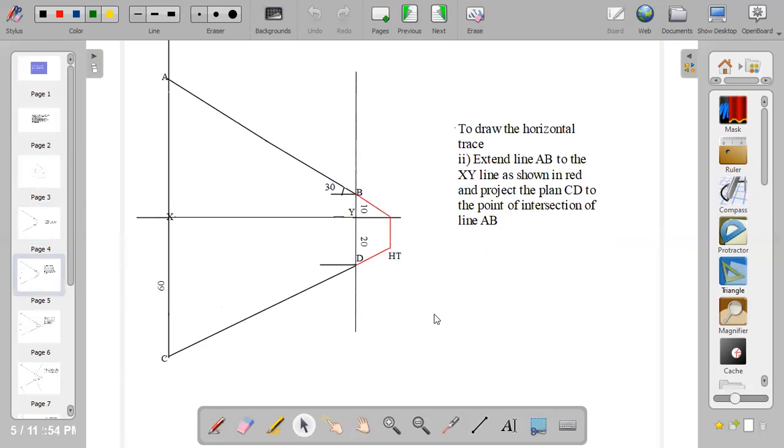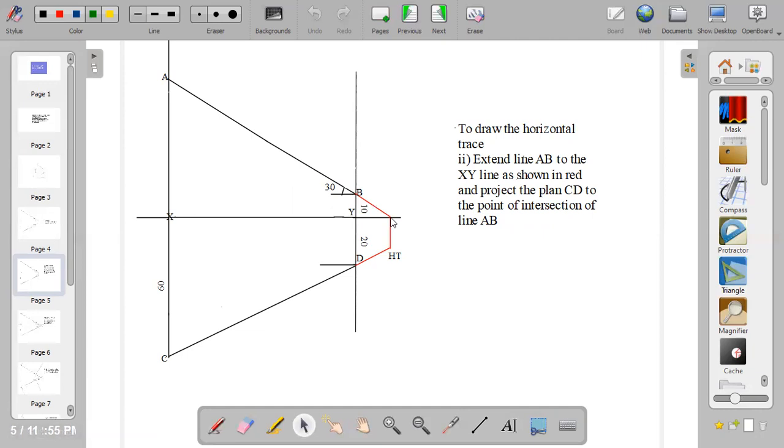I'll move on to the next question, which is to draw the traces of the line. So we want to draw the vertical and the horizontal traces. I'm going to start with the horizontal trace. To get the horizontal trace, I've named this line as line AB. Now, the first thing is to extend line AB to the XY line. As you can see in red, extend line AB to the XY line.